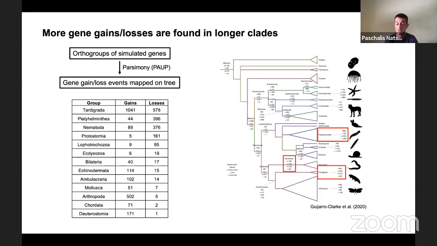Of course, even if we simulated without any gene gains and losses, we got multiple such events inferred based on orthology inference errors. The three clades with the most falsely inferred gene losses were the tardigrades, the platyhelminths, and the nematodes. So this suggests that we should be very cautious when interpreting such results for such long-branched clades.